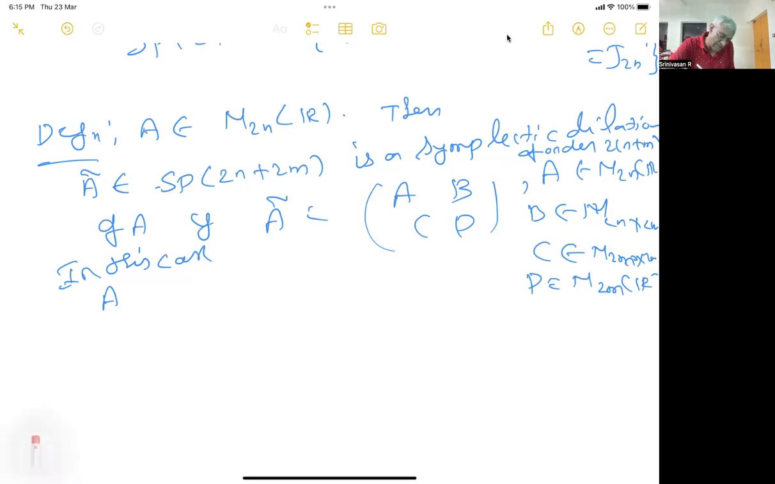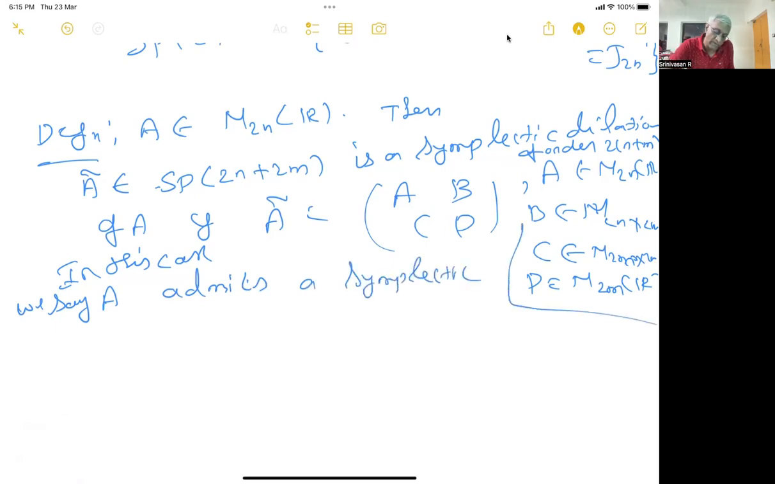In this case, we say A admits a symplectic dilation. There may be more symplectic dilations. Okay, we call it one. This is just one among them. Symplectic dilation.